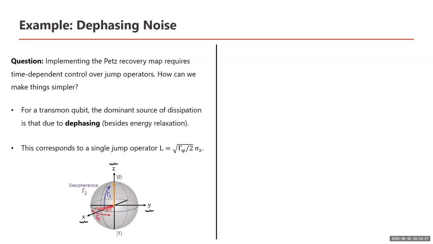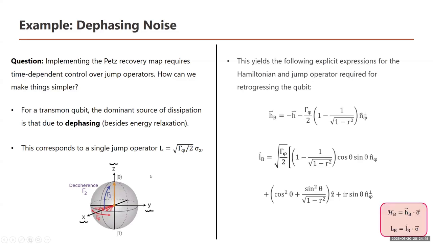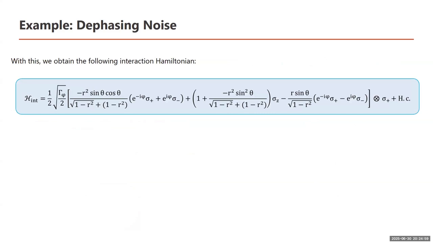Especially for the transmon qubit, it is known that the dominating source of dissipation, besides energy relaxation, is dephasing. This corresponds to the single jump operator L expressed like this. And this yields the following explicit expression for the Hamiltonian and jump operator required for addressing the qubit. After calculating, we can find that the interaction Hamiltonian is expressed like this.